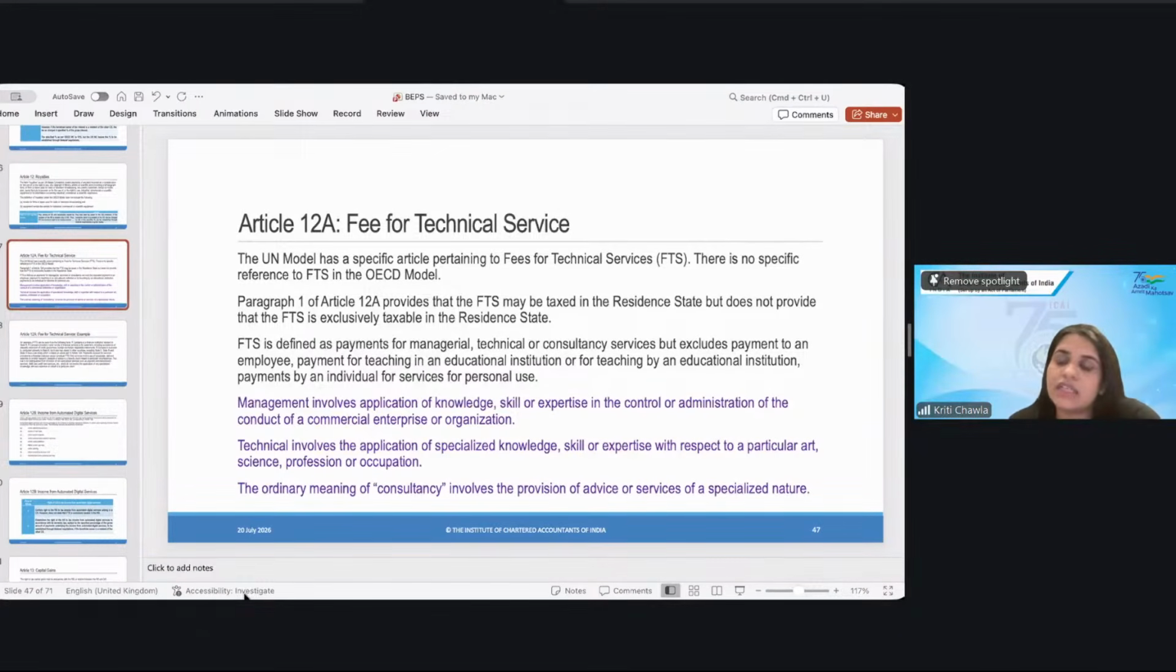Now, you have to remember that there are certain services that are excluded from FTS. It is going to be payment to an employee, or payment for teaching in an educational institution, or teaching by an educational institution, and payment made by an individual for services for personal use. That is excluded from FTS.